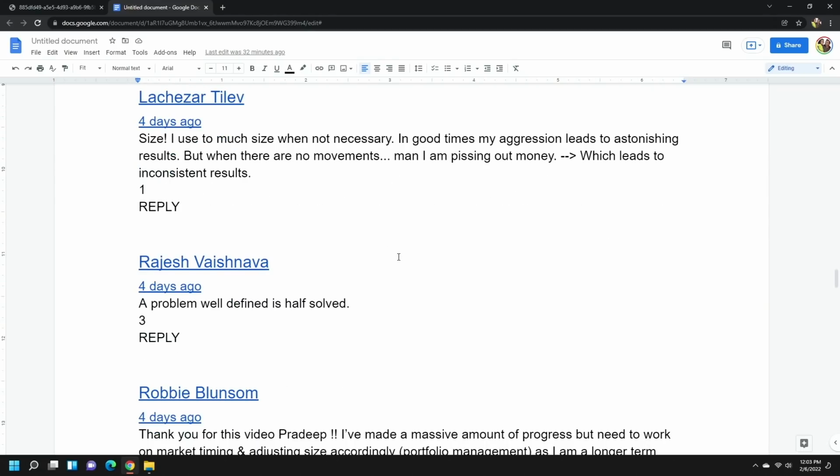Size: I use too much size when not necessary. In good times, my aggression leads to astonishing result, but when there's no movement, I'm pissing out money, which leads to inconsistent result. There is a solution to this, which is to only size up when the situation is right. So what is the solution to this? So many times I'm saying the same thing, but the solution to this is developing situational awareness. According to me, the most important skill in this business is situational awareness.